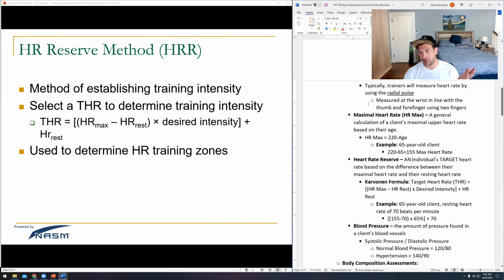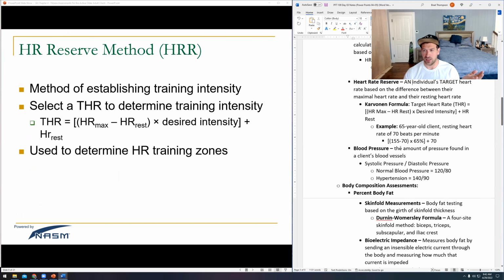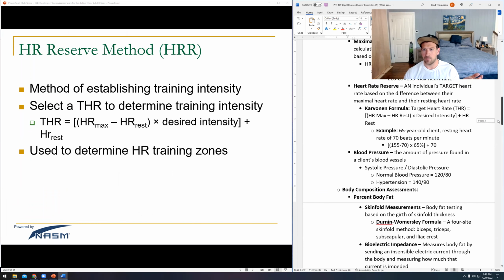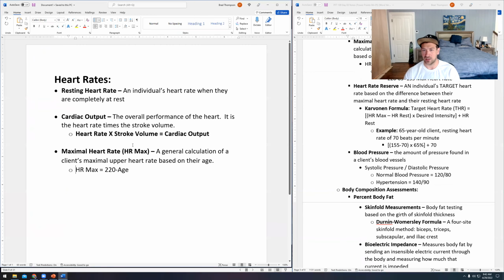Now, here's the problem with the heart rate max formula and using it to calculate target heart rate, right? So actually, no, let me put that definition in our little thing that we're making here. So heart rate max can be used to calculate target heart rate. Okay, so target heart rate is the next thing we're going to look at.